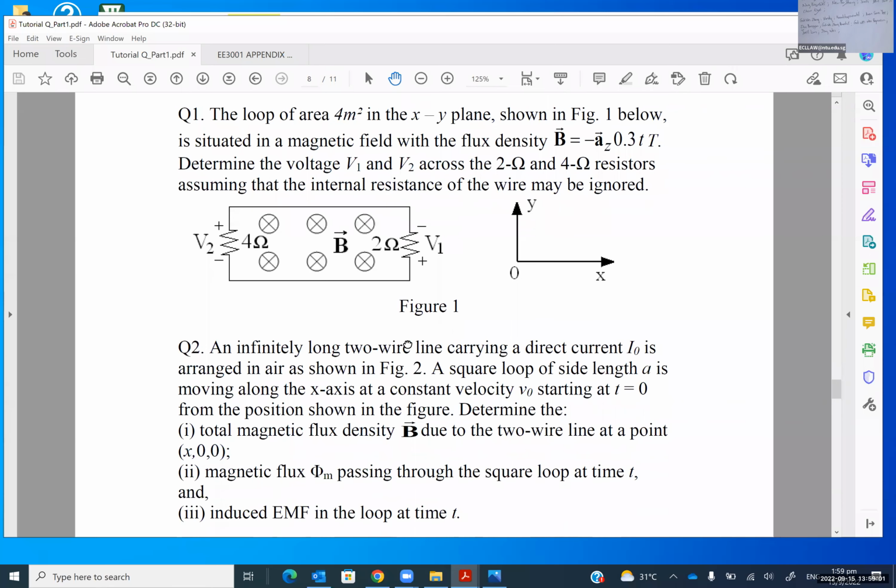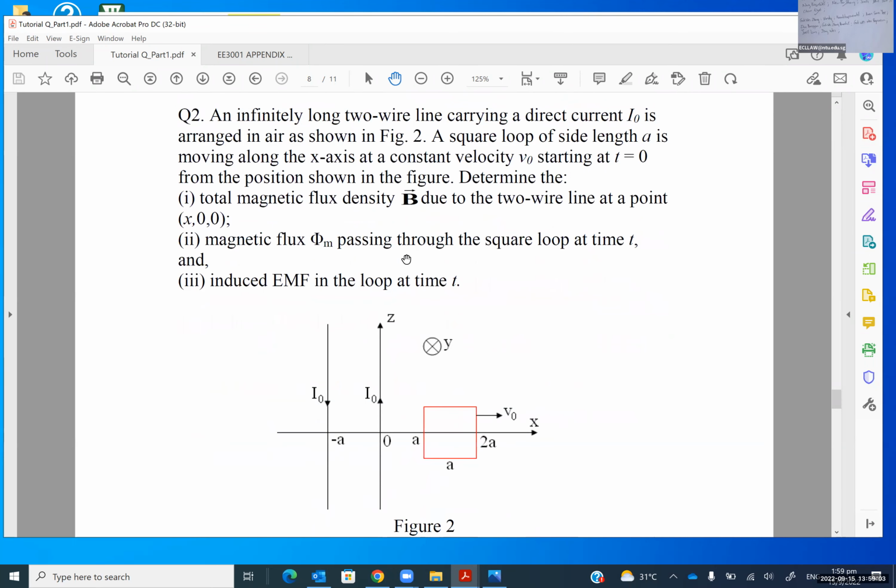Question 2. This is your second question. So what is here? You have two wires. The first wire is located at x equal to 0, running parallel to the z-axis, with current in the positive a_z direction. And the second wire is running at x equal to minus a, parallel to the z-axis, with a negative a_z direction current.